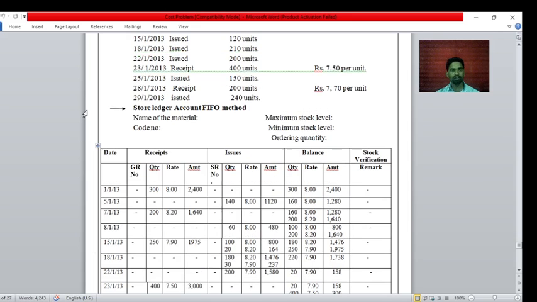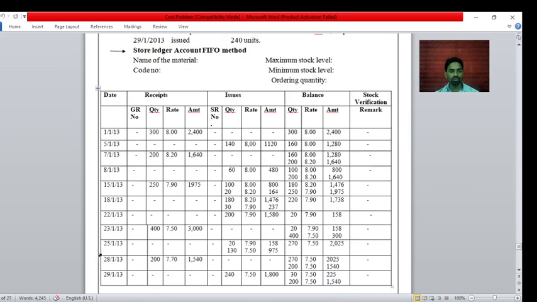Next month is yours. On 22 January 2013 issued 200 units. So see here, the balance remaining from the earlier date is 220 units. Out of these 220 units we have to issue 200 units on 22 January at the rate of 7.90, the amount will be 1580, and the remaining will be 20. Okay, so 220 minus 200, remaining will be 20 on this date.